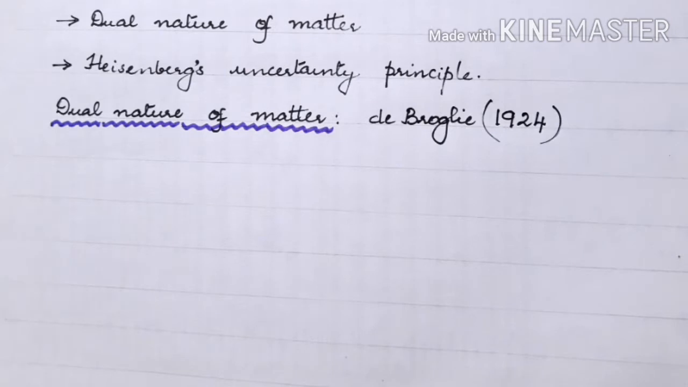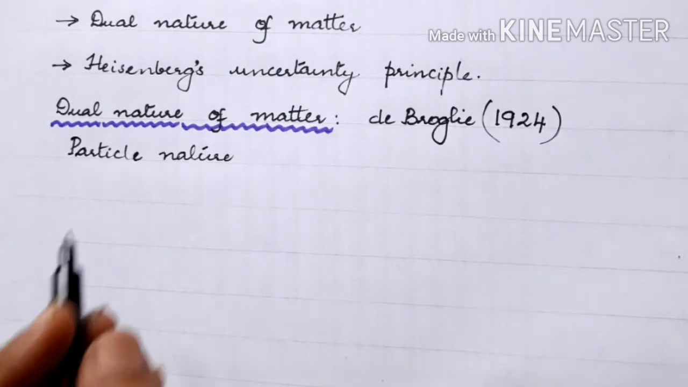You know, dual means two. Two types of behavior are shown by matter. It shows the property of particles as well as waves. De Broglie incorporated the particle behavior and wave nature of matter and derived an expression to find out the dual nature of matter. We'll see it in steps.